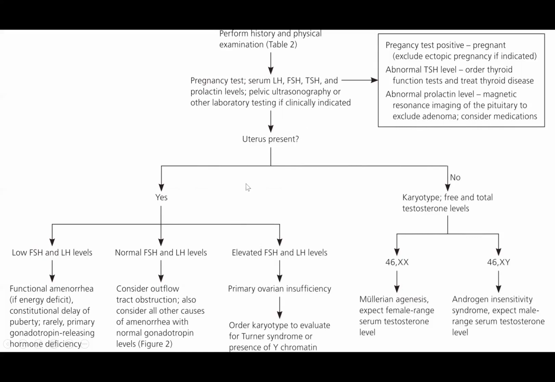If the uterus is present, we investigate by ultrasound. If there is no uterus, we go to karyotyping. If there is a uterus, it could be divided into low FSH and LH, normal FSH and LH, and elevated. Elevation of both of them means primary ovarian insufficiency. If both are normal, we consider outflow tract obstruction, and if FSH is low, we consider the causes of constitutional delay of puberty or primary gonadotrophin releasing hormone deficiency.